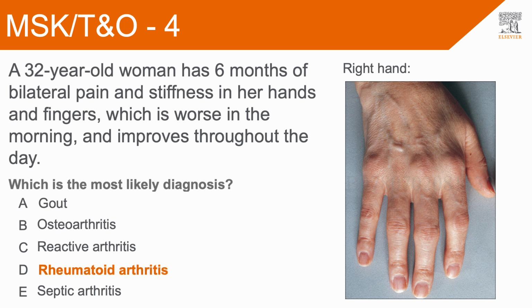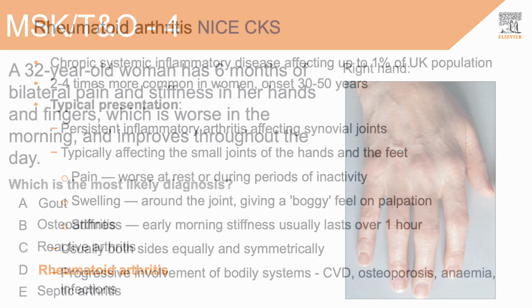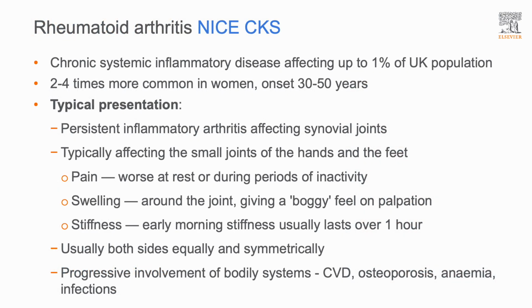The correct answer in this case is D. Rheumatoid arthritis. Rheumatoid arthritis is a chronic systemic inflammatory disease affecting up to 1% of the UK population. It is 2 to 4 times more common in women, and the typical onset is between 30 to 50 years.